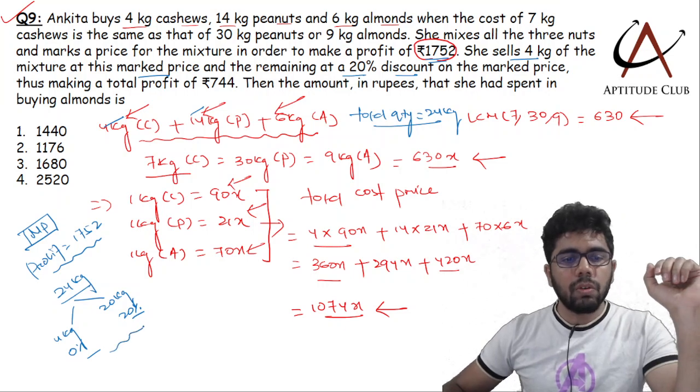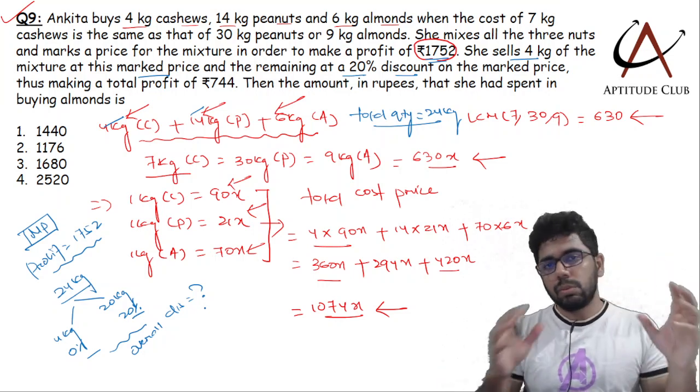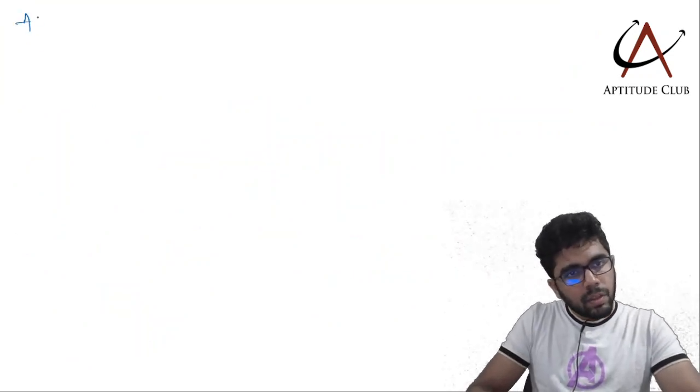तो what is the overall discount? समझ पा रहे हो गेम क्या है? ओवरऑल डिस्काउंट कितना होगा? 4 kg 0% डिस्काउंट, 20 kg 20% डिस्काउंट. What is my overall discount? उसको सॉल्व करने के लिए I need alligation. Here I will apply alligation.